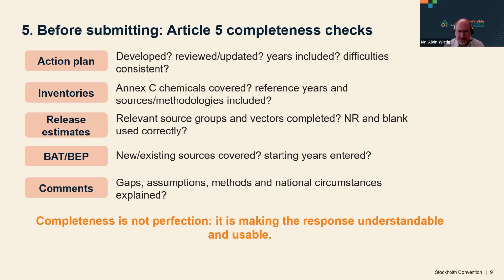Second, regarding the inventories, are the relevant Annex C chemicals covered? Are reference years included? Are the sources of information and methodologies identified? Then you can check the release estimates. Are the relevant source groups and release vectors complete where possible? Have you used NR and blank cells correctly? Then you can check on BAT and BEP: are the measures for new and existing sources covered? Where the reporting format asks for starting years, have those been entered? And then finally, comments: use them to explain the gaps and assumptions.